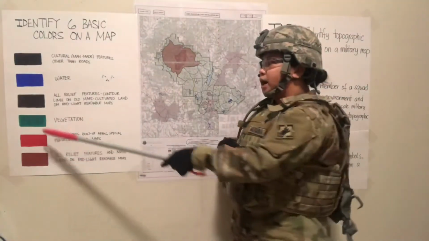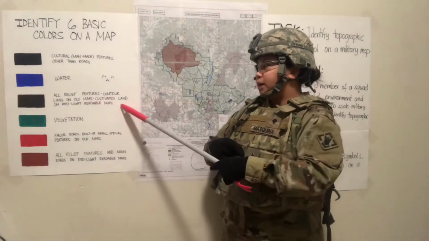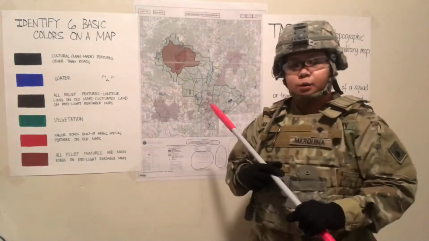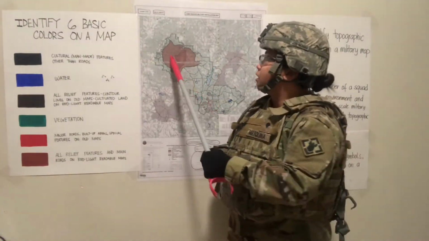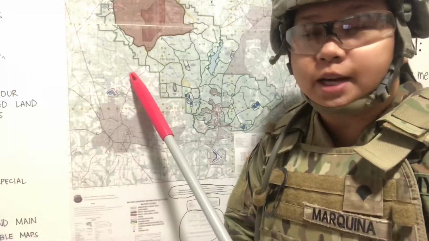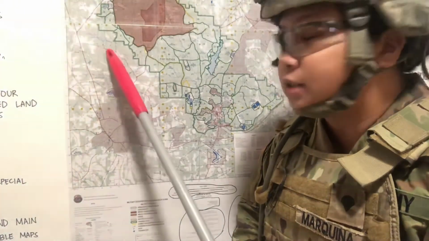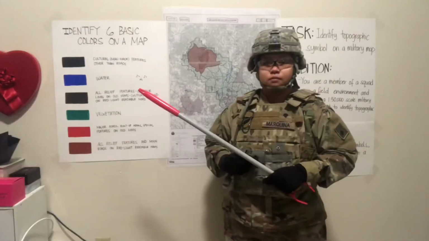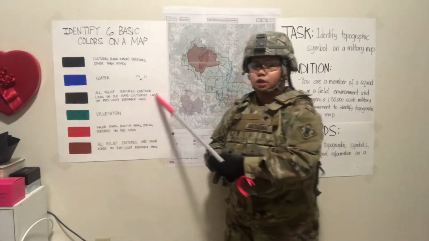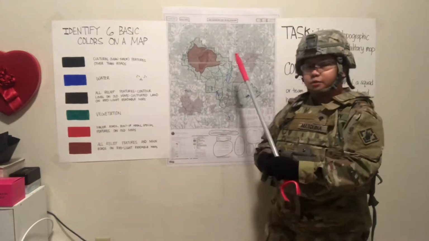Okay, so for brown, all relief features, contour lines on old maps, cultivated land on red-light readable maps. So I will bring you closer to see what is the brown in this map. This is the closest I could get. If you will see the contour lines, the spurs, the hills, that is our brown, okay? Now we will go to our green. It's vegetation, such as the green areas here that you could see all over the map, okay?